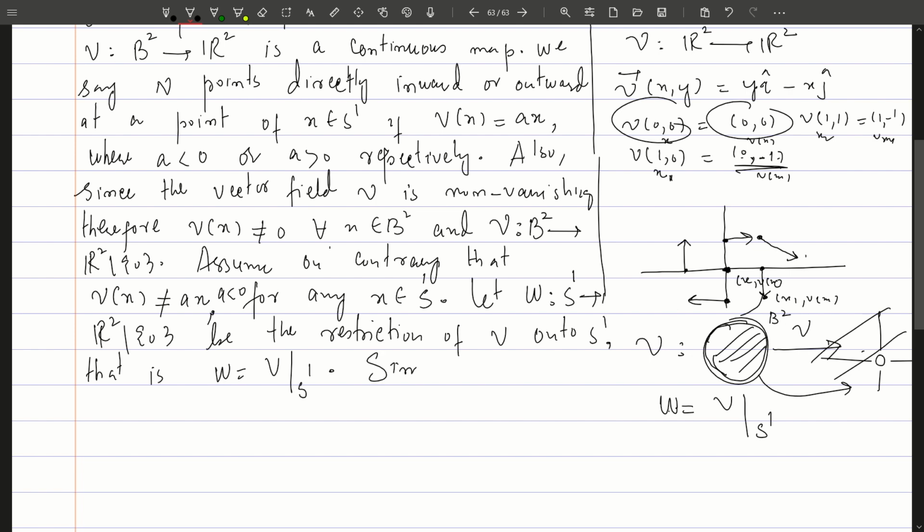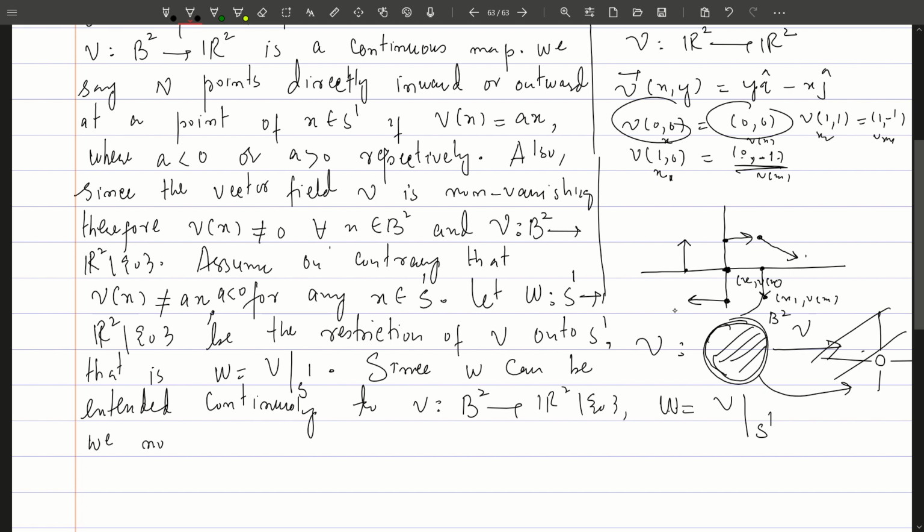So since w can be extended continuously to v from B2 to R2 minus 0, we note that this w is null homotopic, i.e. the map w is homotopic to a constant map.